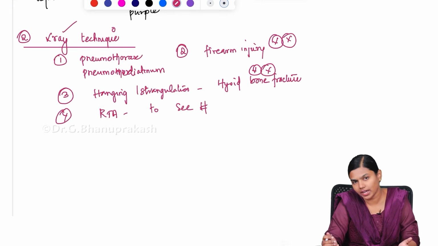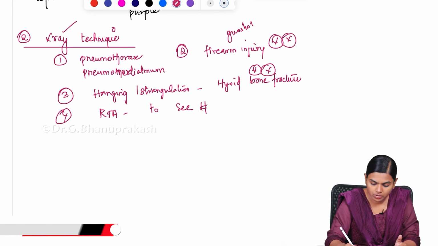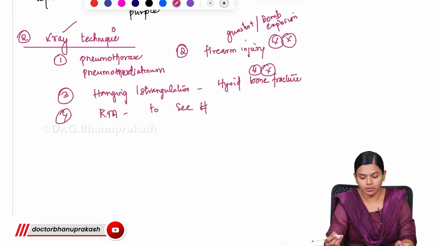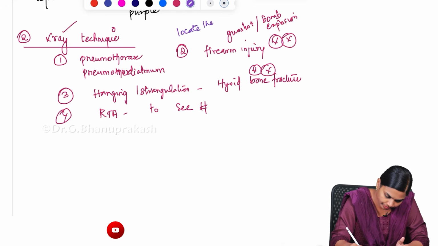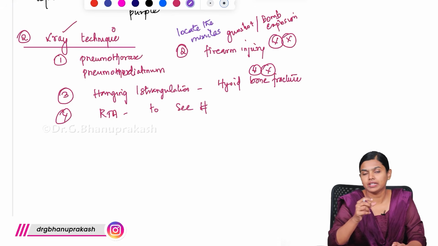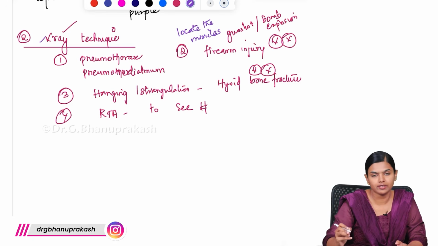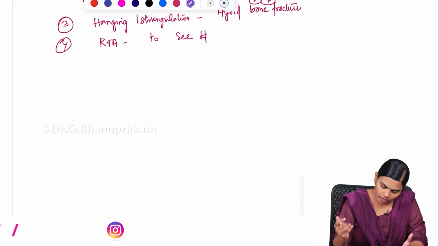Whenever a case of firearm injury comes to you, be it a gunshot injury or some sort of bomb explosion, we will use X-ray to locate the missiles. We will see whether the bullet is present inside the body or not. To identify that, we subject the body to X-ray first and we will do the autopsy later on.